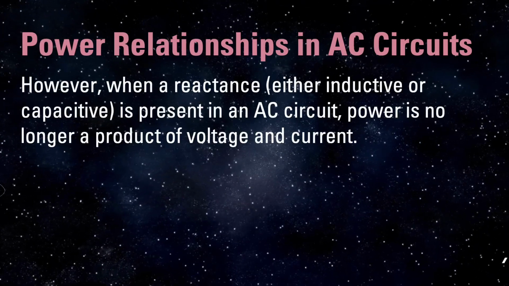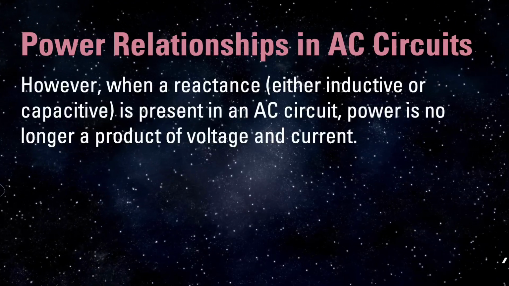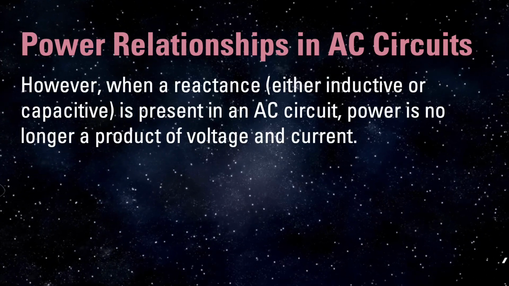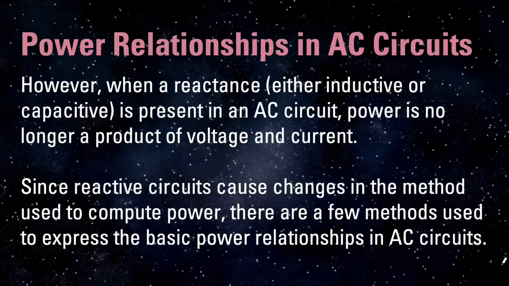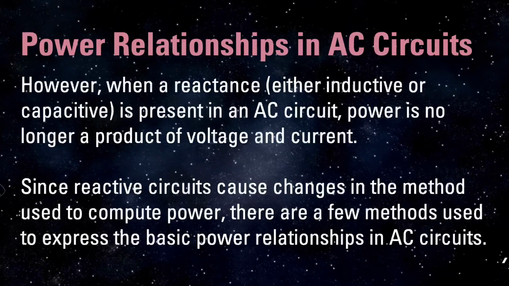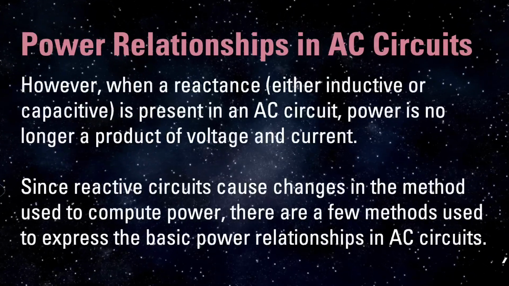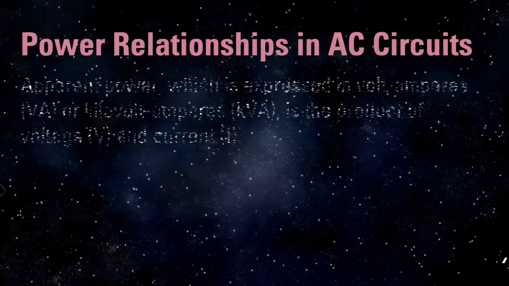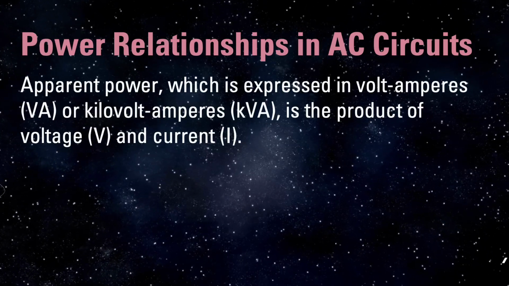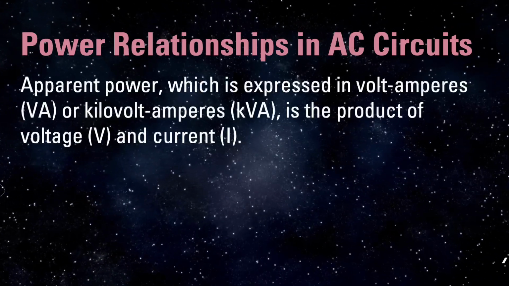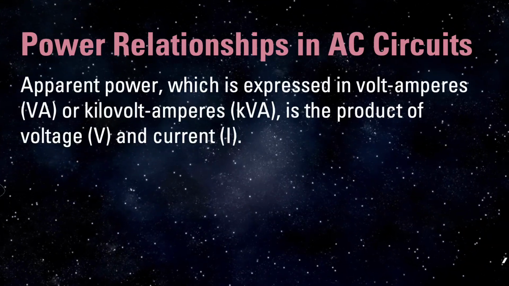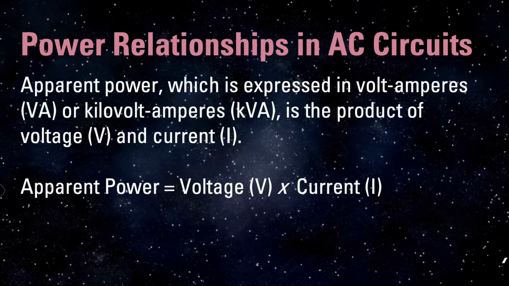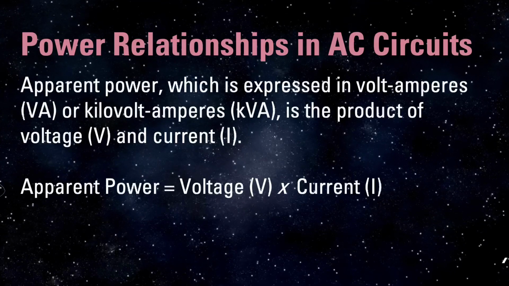However, when a reactance, which is either inductive or capacitive, is present in an AC circuit, power is no longer a product of voltage and current. Since reactive circuits cause changes in the method used to compute power, there are a few methods used to express the basic power relationships in AC circuits. Apparent power, which is expressed in volt amperes, or VA, or kilovolt amperes, or kVA, is a product of voltage and current, or AP equals V times I.